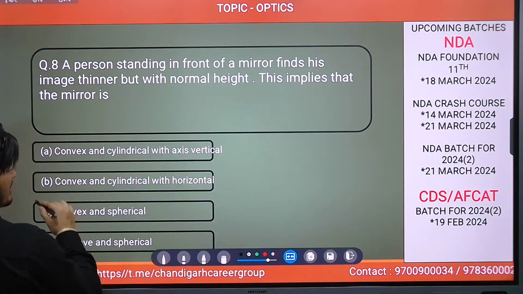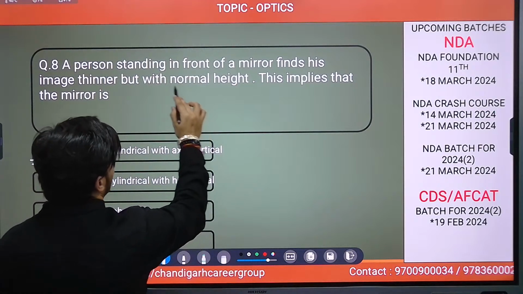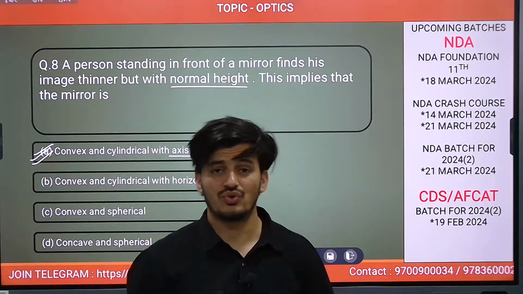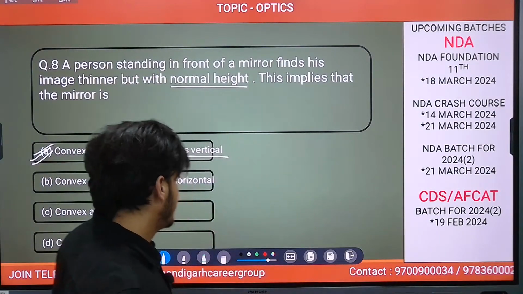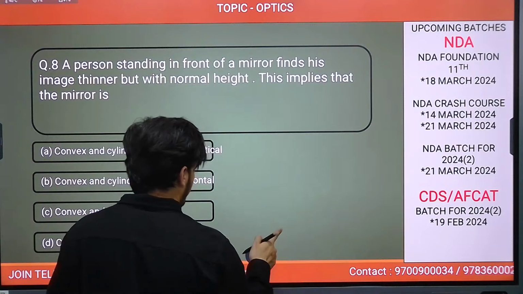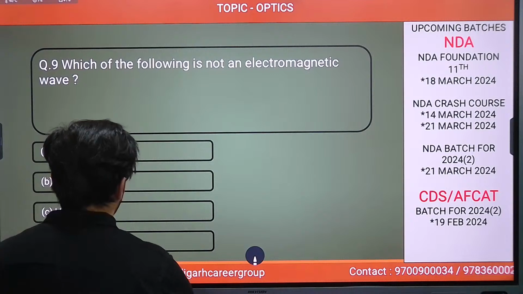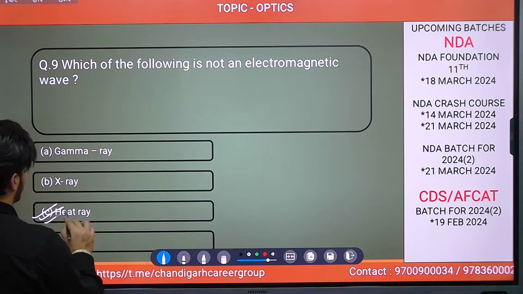It is convex and cylindrical. Height normal है और vertical axis के साथ, not the horizontal one. Horizontal होगी तो height कम होगी, width सही होगी. Next, which of the following is not an electromagnetic wave? That is heat. Heat ray is not an electromagnetic wave.